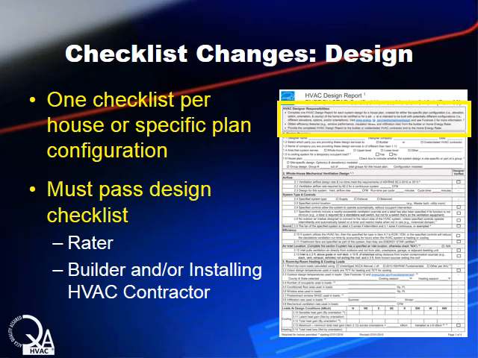Now, looking at the checklist, let's begin at the top. Look at some of those introductory instructions. One big item is that there's one checklist per house or specific plan configuration. You'll see some more information on that further down in the checklist. Number two is hitting it once again that this checklist must be passed on to the rater so that they can complete their process in getting a certificate issued to the home, and a copy must be sent to the builder and or that installing HVAC contractor.